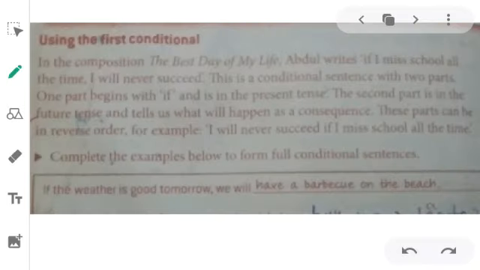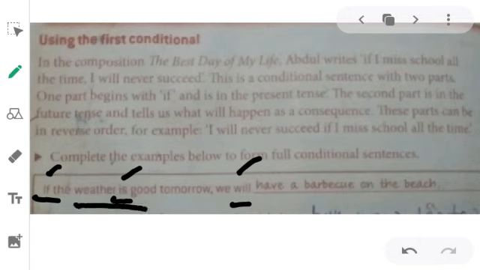The exercise is to complete the example below to form a full conditional sentence. The first sentence is, if the weather. You can see the sentence starts with if, which shows us that it is in present tense. The sentence that begins with if is always in present tense. If the weather is good, now will shows us that it is in future tense, telling us the future consequences of this present tense. So, if the weather is good, tomorrow we will have a barbecue on the beach.